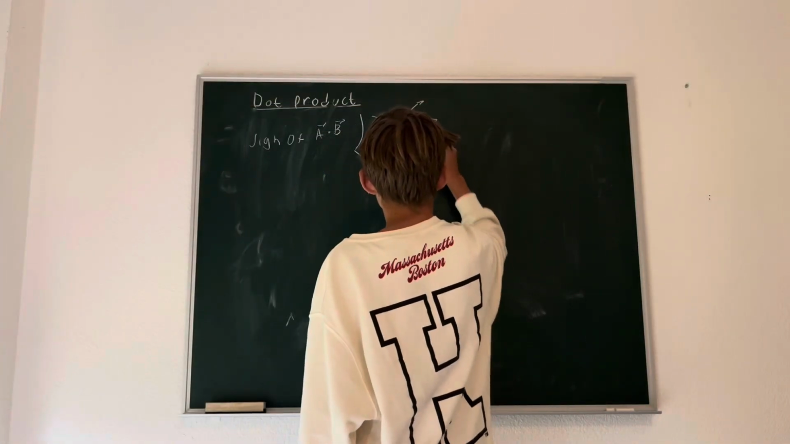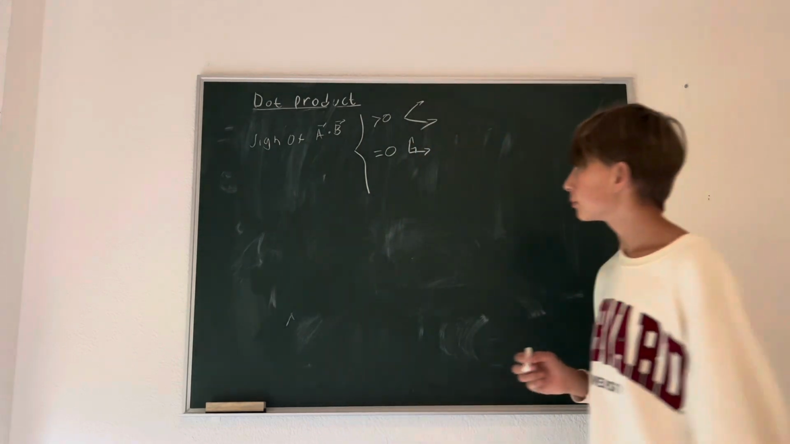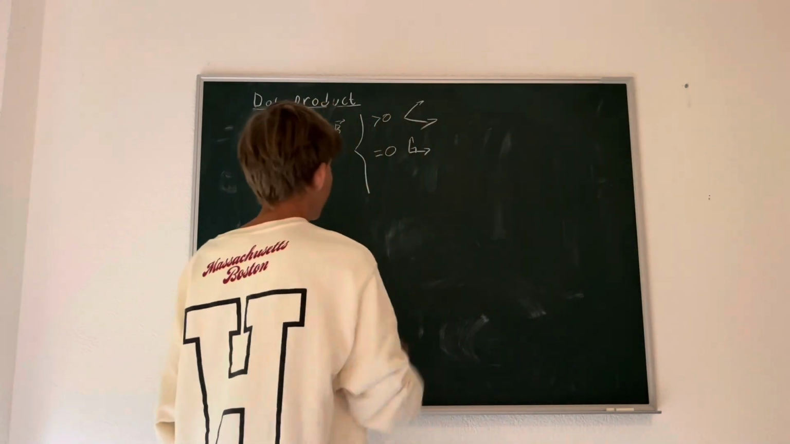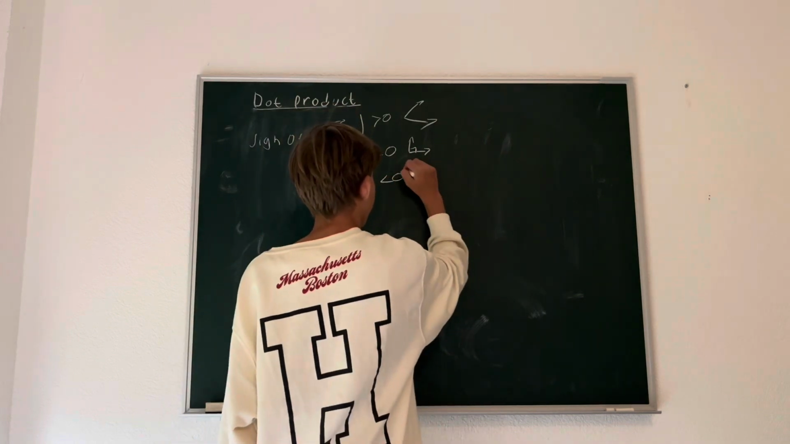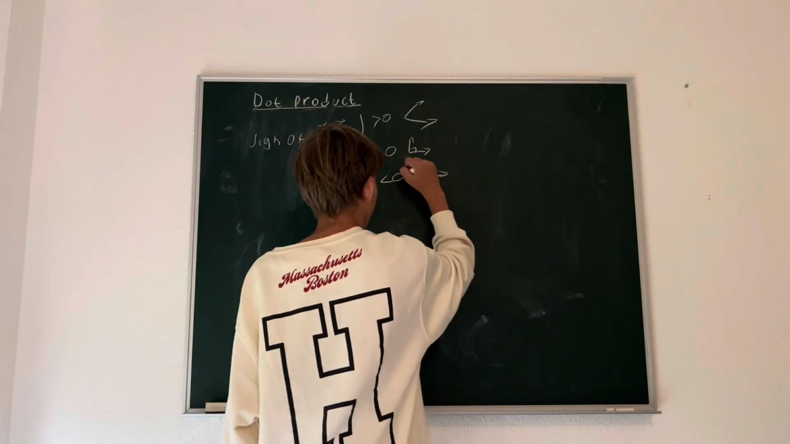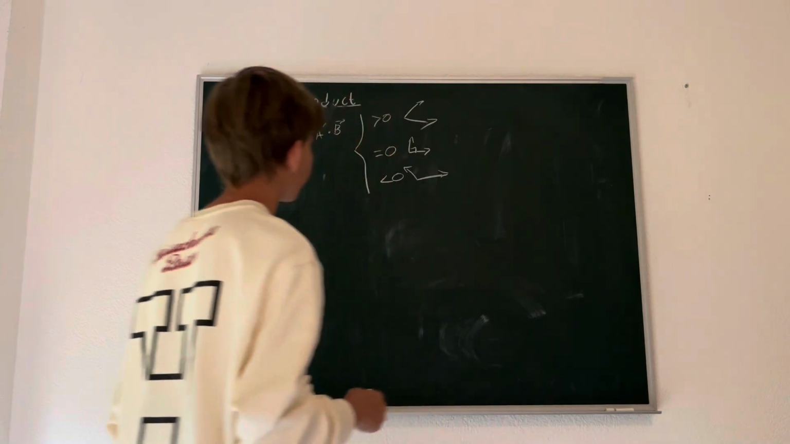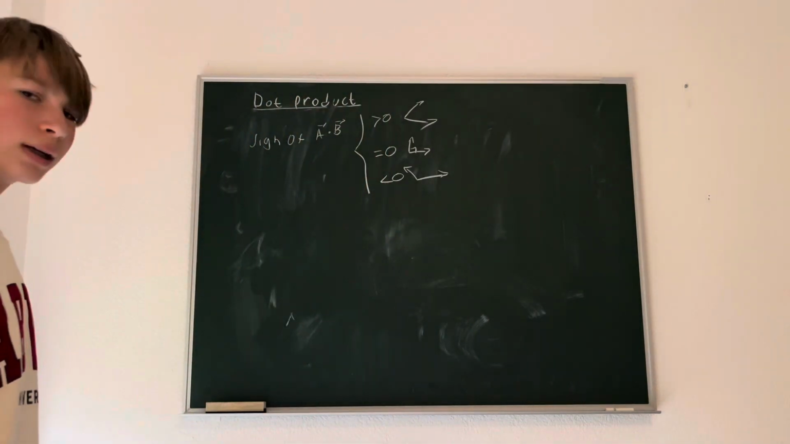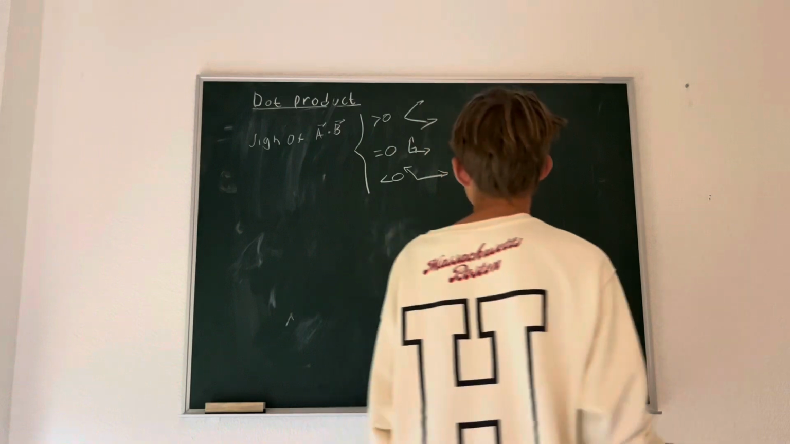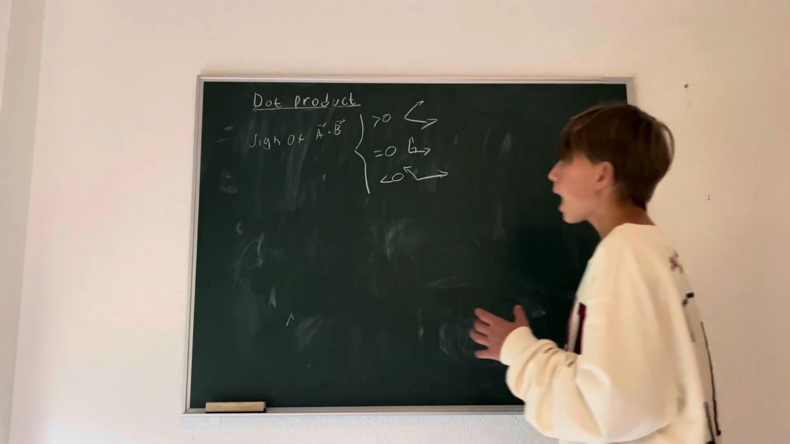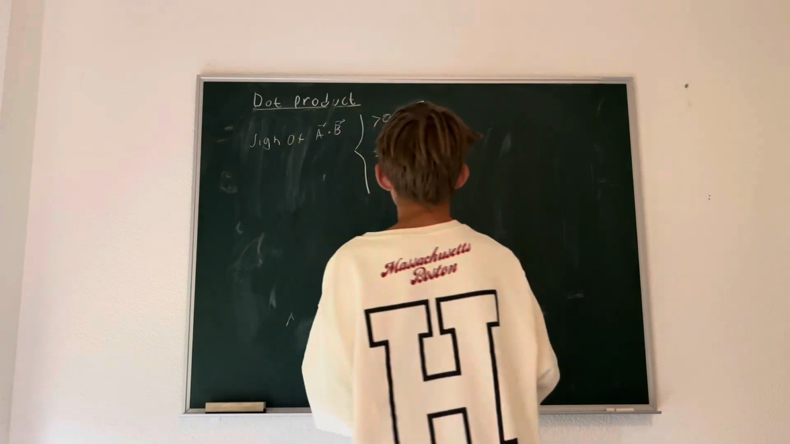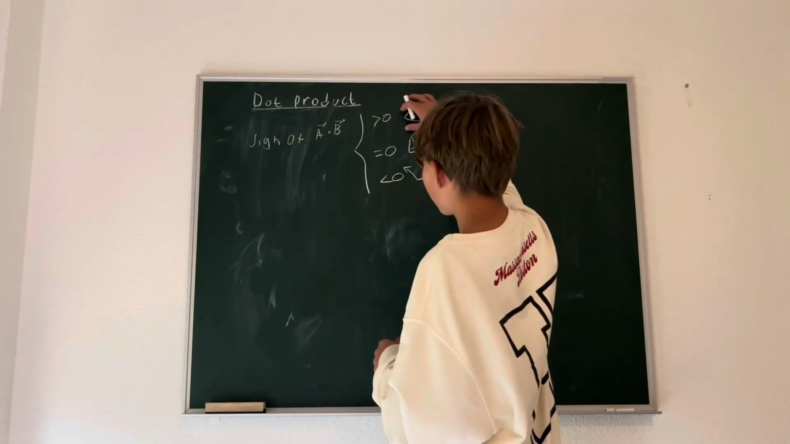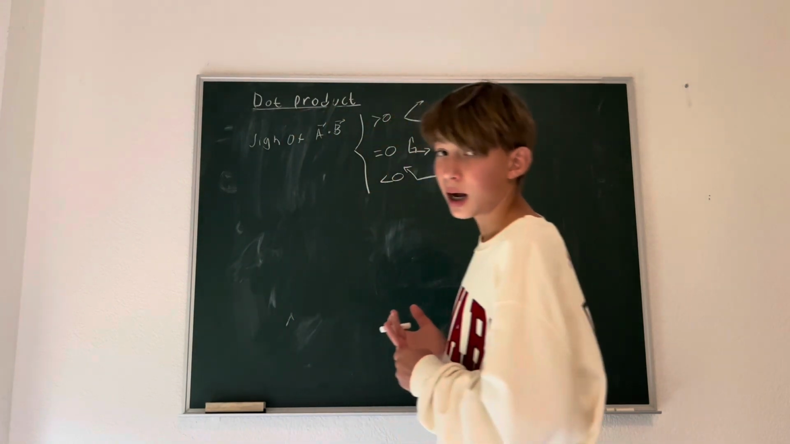When they form a 90-degree angle, the dot product is 0, and it's going to be less than 0 if they form an obtuse angle like this. So really, the dot product is just a measure of how the vectors follow each other. The closer they follow each other, the higher the dot product.